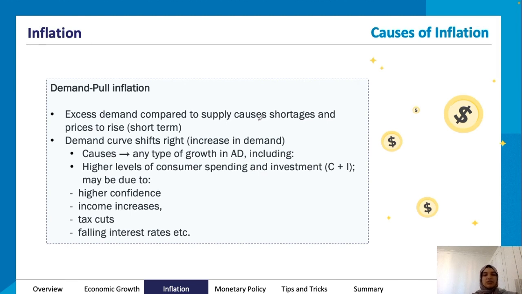The demand curve shifts to the right, so there's an increase in demand. What is the cause of this? Any type of growth in aggregate demand can be the cause, such as higher levels of consumer spending and investment, maybe due to higher confidence. People are more likely to buy luxury or designer items when they have more money to spend and they're confident in the economy and don't feel like they need to save their money in case something goes wrong. Income increases are a similar concept. Tax cuts mean you have more money in your pocket that you would normally be giving away in tax, and falling interest rates as well. So it's cheaper to borrow and therefore to spend.